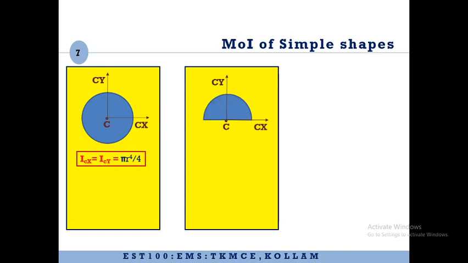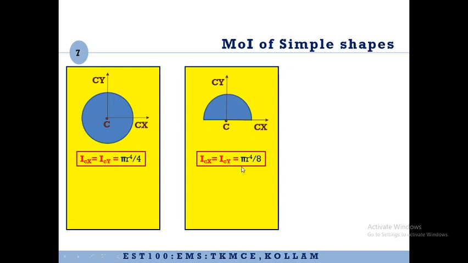Similarly, if we consider a semicircle, this is the case of a semicircle and this center is C, and Cx and Cy represent axes that are passing through the center. So we need to find out Icx and Icy. The value of Icx and Icy for a semicircle will be half that of the circle.